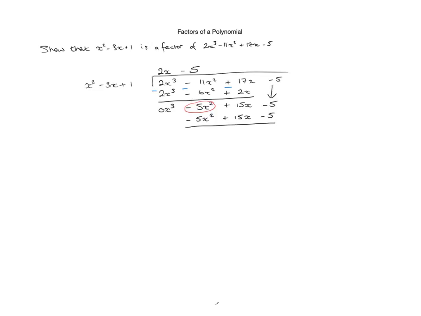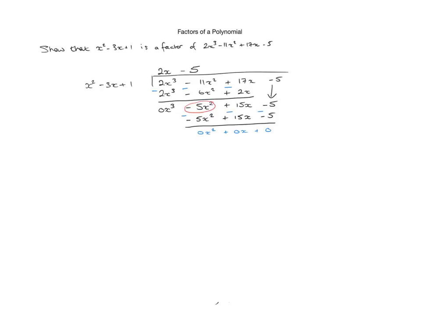Draw a line. Put in my minus signs. And minus 5x squared minus minus 5x squared is 0x squared. 15x minus 15x is 0x. And minus 5 minus minus 5 is 0. So as you can see here, there is no remainder. And as there is no remainder, that has now shown that x squared minus 3x plus 1 is a factor of the polynomial 2x cubed minus 11x squared plus 17x minus 5.